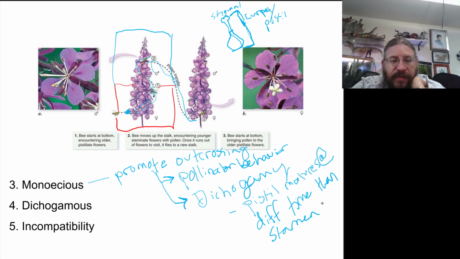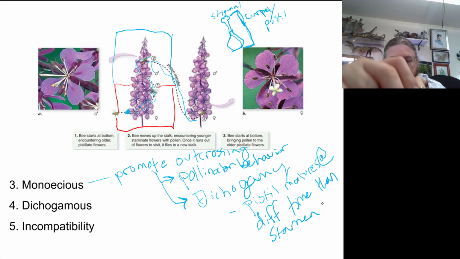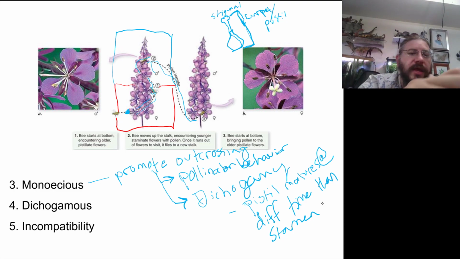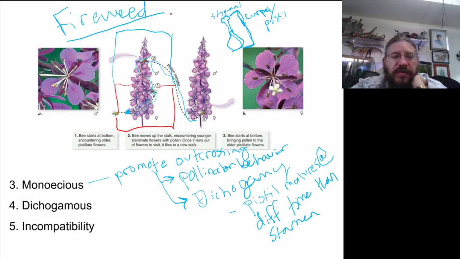So this particular example, these flowers here also take advantage of dichogamy. Fireweed, that's what this is. So this fireweed plant is both taking advantage of pollinator behavior and dichogamy.